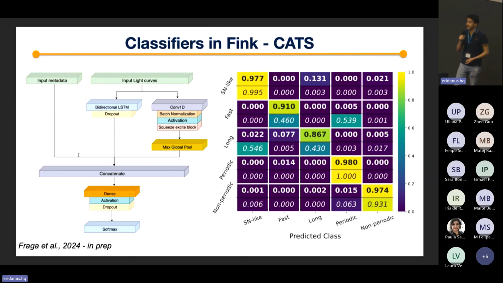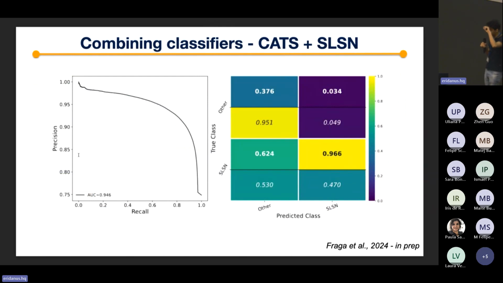So the results are good, but one thing we can think about, since it's classifying broad classes, is to combine it with smaller classifiers. And we did some tests with the superluminous supernovae one. So the idea is that everything which is classified as long by CATS, we would give to the superluminous classifier to get further classification. And that way we can combine the classifiers. And this is the kind of result we get, for example, with the superluminous.